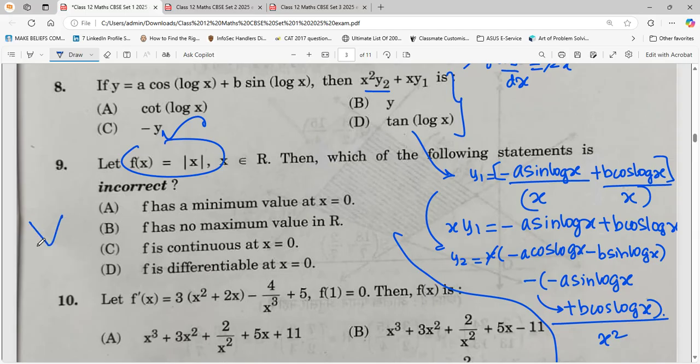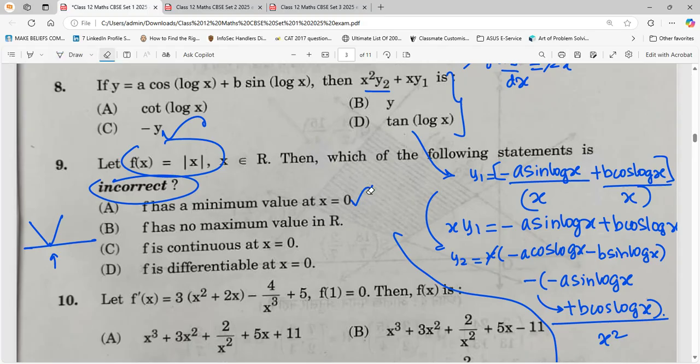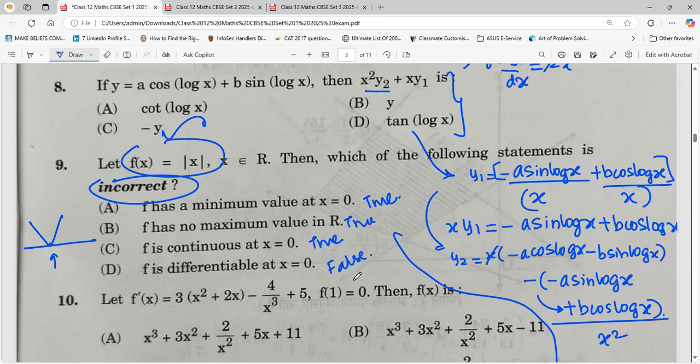So the graph is going to be something like this, and it has its lowest value at x is equal to 0. So the answer is, oh wait, they're asking for incorrect statement. So this is a correct statement. So f has no maximum value, that's true. This is also true. F is continuous, the modulus function is always continuous. Modulus function is not differentiable, so it is, f is differentiable at x equals 0.